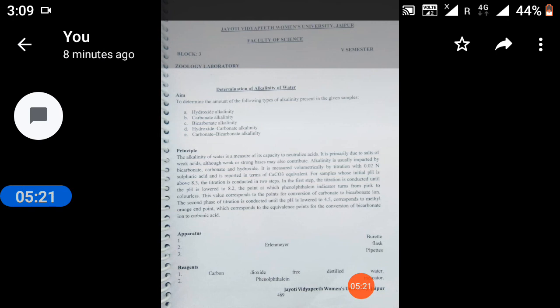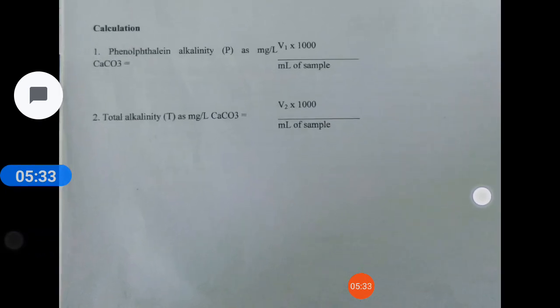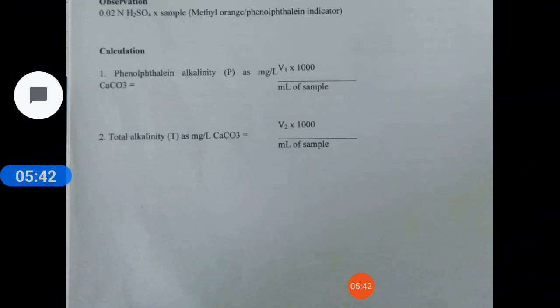Observation: 0.02 N H2SO4 into sample, with methyl orange and phenolphthalein indicators, and calculation. Firstly, phenolphthalein alkalinity as milligram per liter of calcium carbonate equals B1 into 1000 upon milliliter of sample, and total alkalinity as milligram per liter of calcium carbonate equals V2 into 1000 upon milliliter of sample.